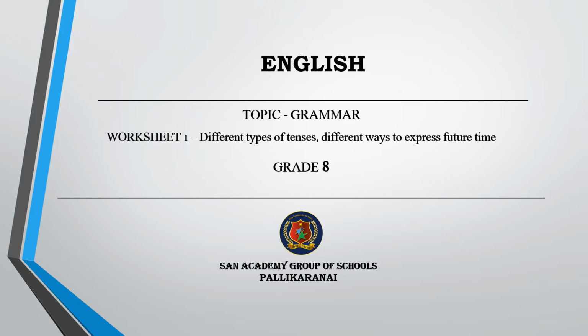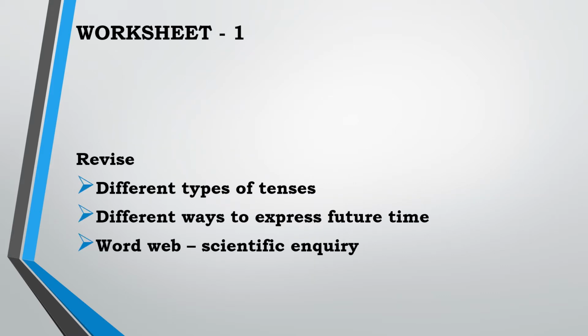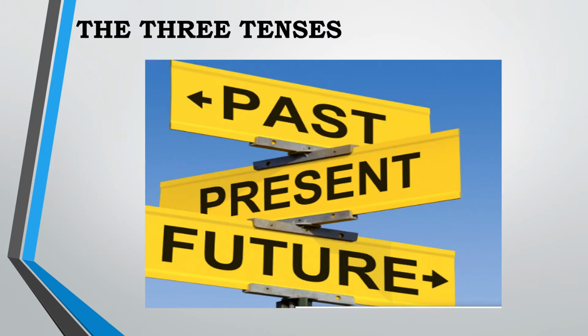Today, we are going to learn an interesting topic from class 8, grammar. We will be looking at the topics in worksheet 1 from the grammar book. The topics are: revise different types of tenses, different ways to express future time, and word web with scientific inquiry.